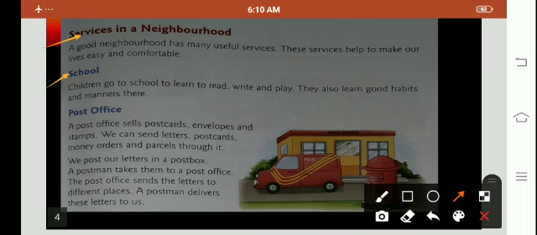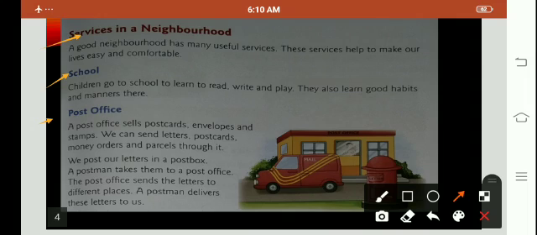The second service which the neighborhood provides is the post office. The post office sells postcards, envelopes, and stamps. We can send letters, postcards, money orders, and parcels through it. We post our letters in the post box. A postman takes them to the post office. The post office sends the letters to different places. A postman delivers these letters to us.